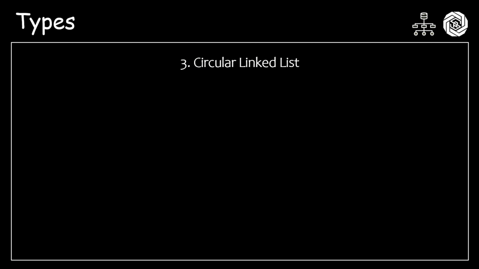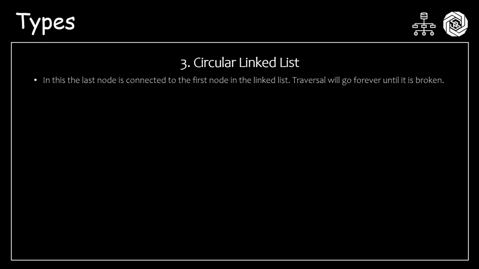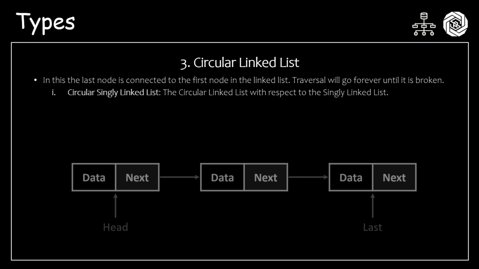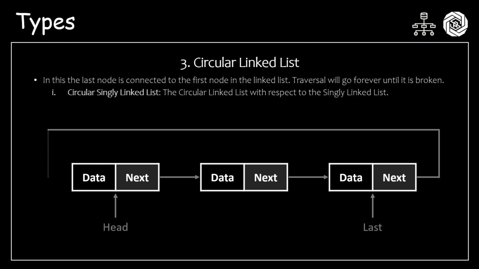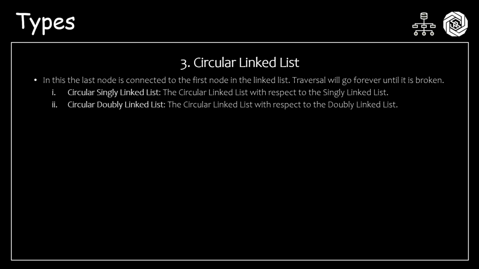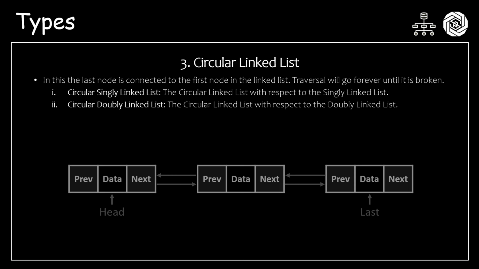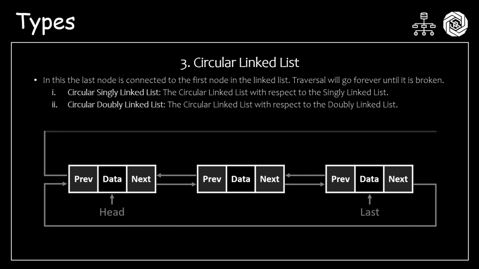Then comes the circular linked list. Here, the last node points back to the first node, forming a circle. The traversal will continue endlessly until we break the loop. It comes in two forms. Circular singly linked list uses the singly linked structure but connects the last node to the head. Circular doubly linked list uses the doubly linked structure but connects the last node to the head, and the head's prev pointer to the last node.